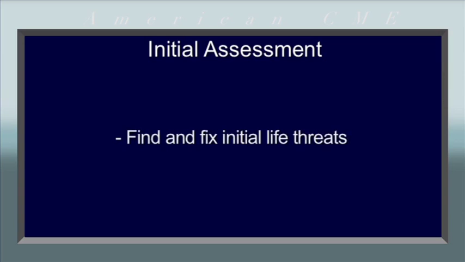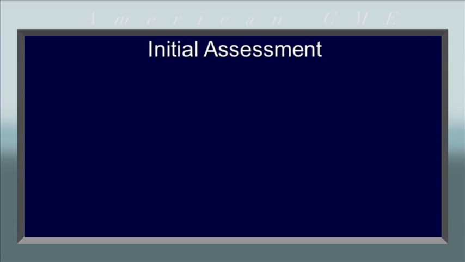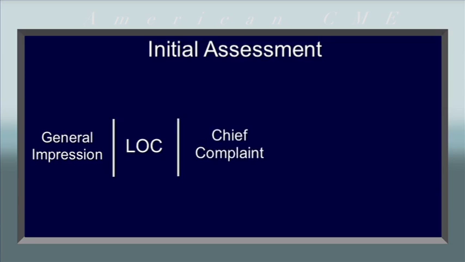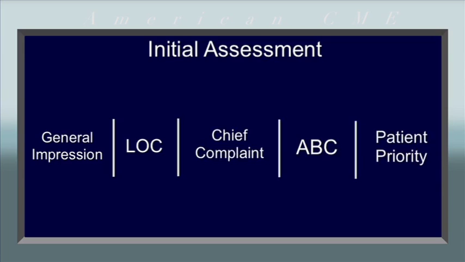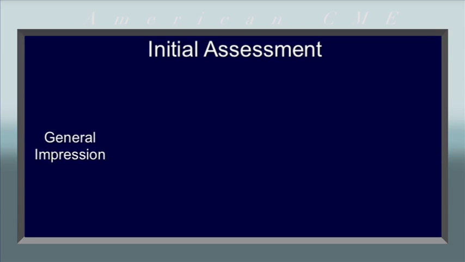An initial assessment consists of 5 subcomponents that include forming a general impression of the patient, an assessment of the patient's level of consciousness, addressing the chief complaint, evaluating the patient's airway, breathing, and circulation, and making a patient priority decision. The first step of the initial assessment is to form a general impression of the patient.